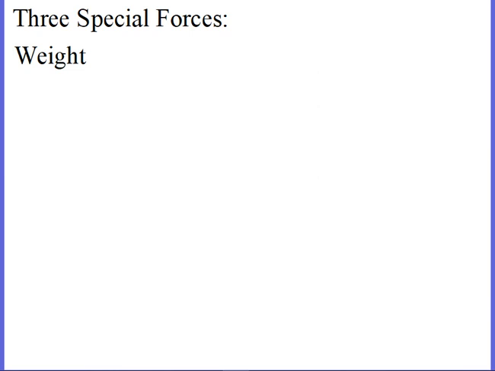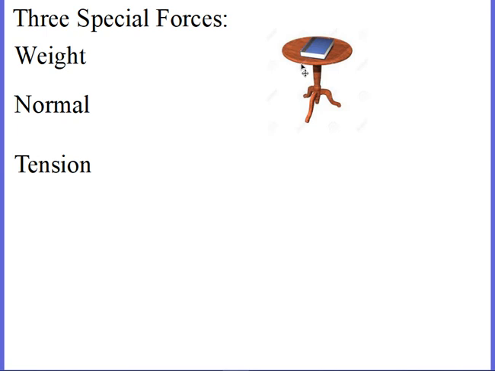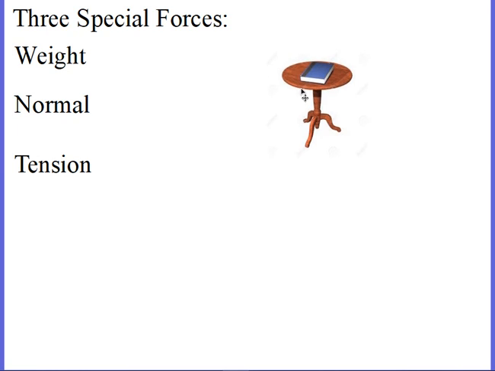Shame on me. Okay, so three special forces are discussed in the book, and more will be added later, like that centripetal force we were talking about. But the first was weight, which I think we have established how we're going to deal with. The next two were normal and tension. If you have a book on a table, then this weight force is going to pull the book down. Wait a minute, Mr. Houghton, that's supposed to be F sub g. I'm going to call it weight.